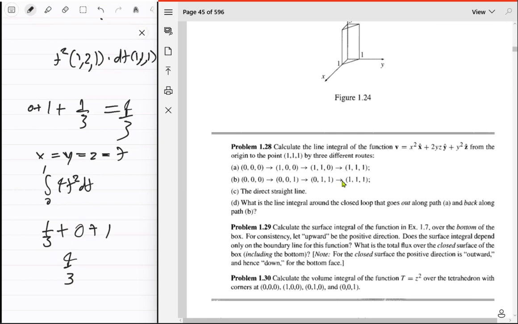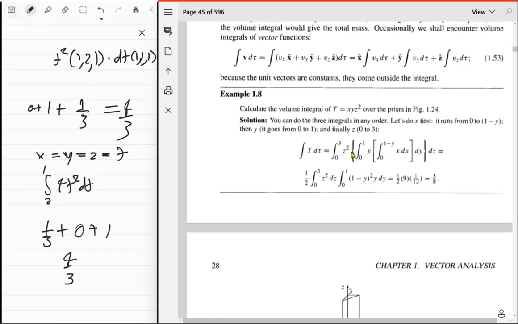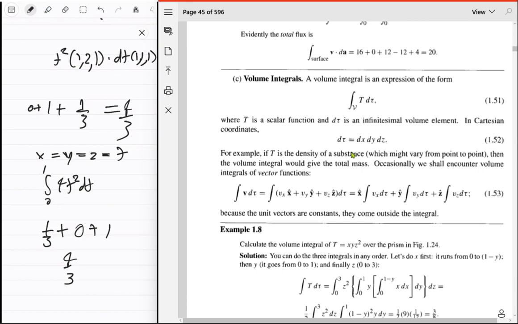Wait, just the bottom, right? Are you sure? Wait. Okay, over the bottom of the box. Fine. So you don't have to do 5 cases, you just have to do one. Nice.